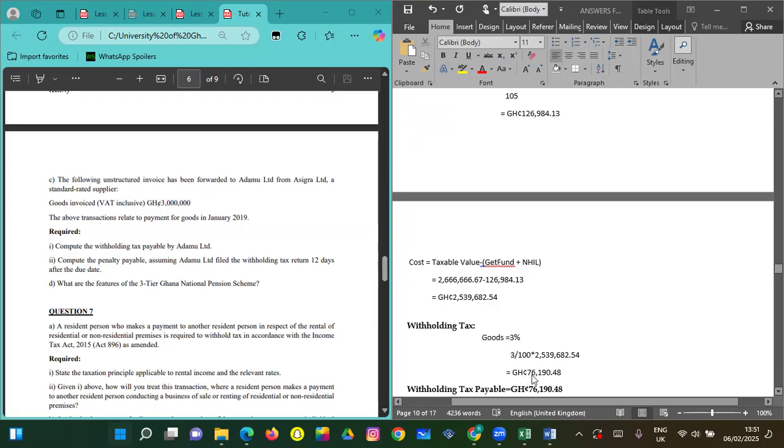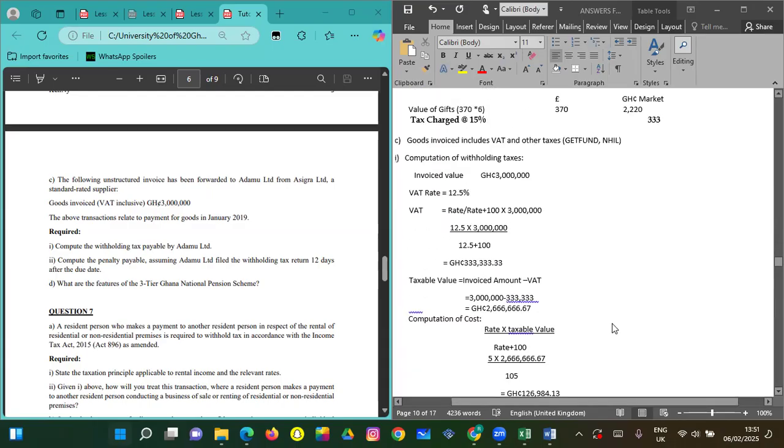When we apply the 3% on it, now this is what we get: 76,190.48. Or if you want to get this amount straight without going through these steps, you can also do it this way, where it is going to be 100 over 112.5 times 3 million, and you are going to get this straight, right? You are going to get 266 straight from that side.